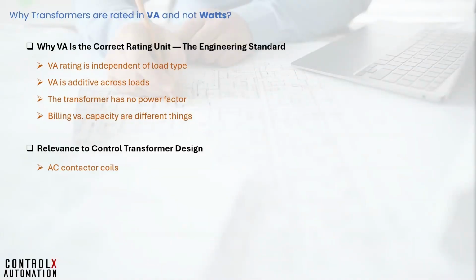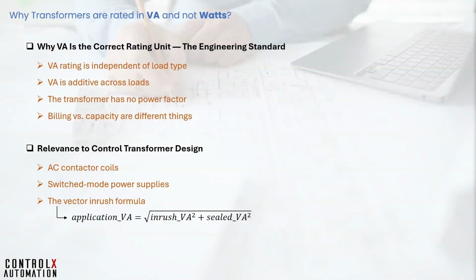AC contactor coils have a power factor between 0.3 to 0.5. If you sized for watts, you would grossly underestimate the transformer current demand, since watts does not account for the reactive component from the power triangle. Switched mode power supplies, or SMPS, have near unity displacement power factor, but may have significant harmonic current content. Thus, their VA does not equal watts in a strict sense, and their VA demand on the transformer exceeds their watt consumption.